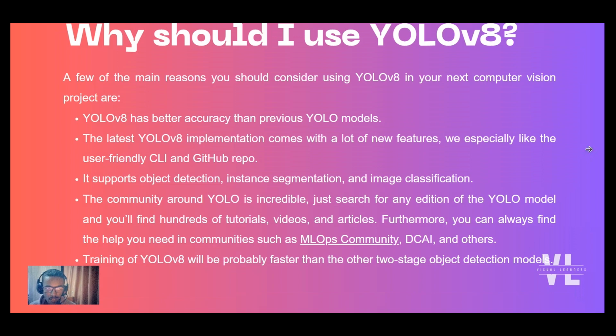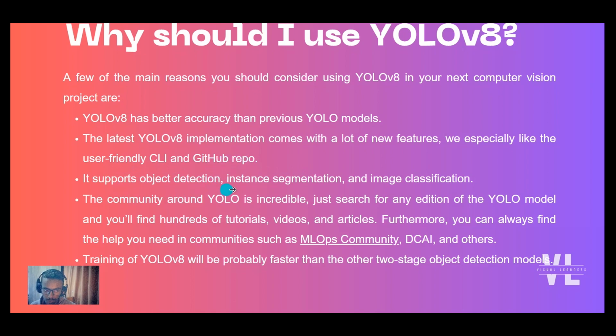Okay, next let's discuss why we should use YOLO V8. A few of the main reasons you should consider using YOLO V8 in your next computer vision project are: it has better accuracy than previous YOLO models, and the latest YOLO V8 implementation comes with a lot of new features. We especially like the user-friendly CLI and GitHub repo.